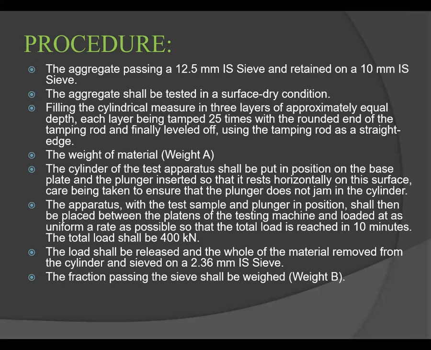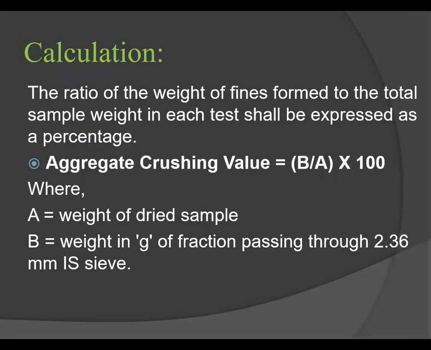So now the calculation to find out the aggregate crushing value. The ratio of the weight of fines formed to the total sample weight in each test shall be expressed as a percentage. So the formula is B divided by A multiplied by 100, where A is the weight of the dry sample and B is the weight in grams of the fraction passing through the 2.36 mm IS sieve. From this formula we find the aggregate crushing value.